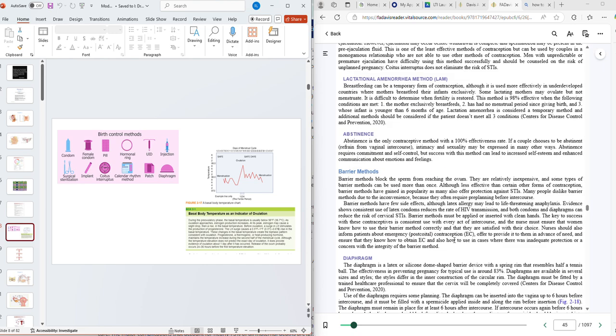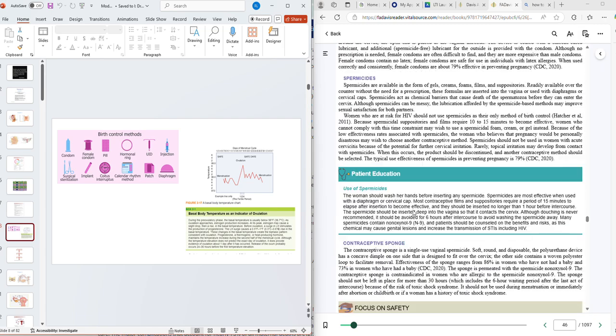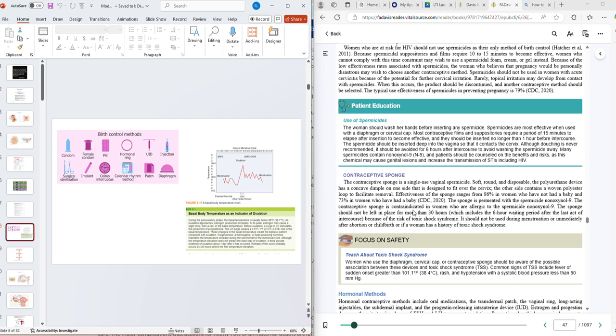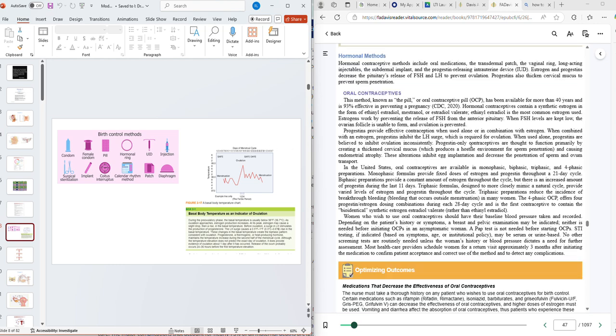And then it's talking about barrier methods, diaphragms, and we talked about this over here, cervical caps, condoms, spermicides, contraceptive sponge, and then hormonal methods, which are your OCPs, okay, oral contraceptive pill.